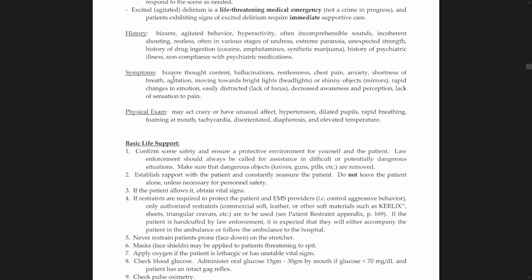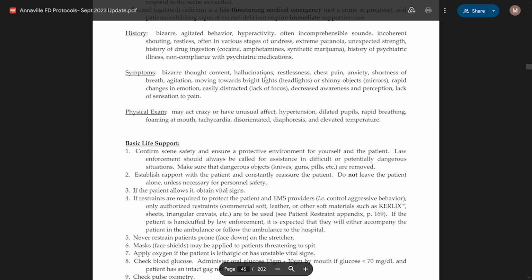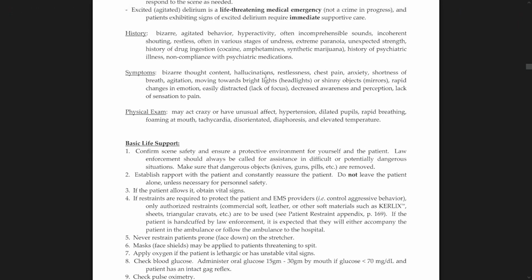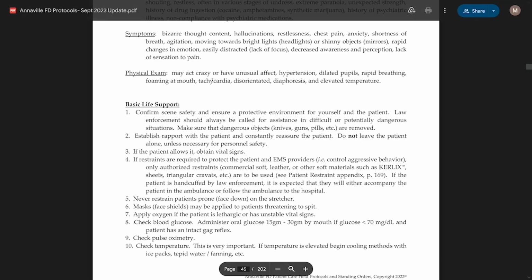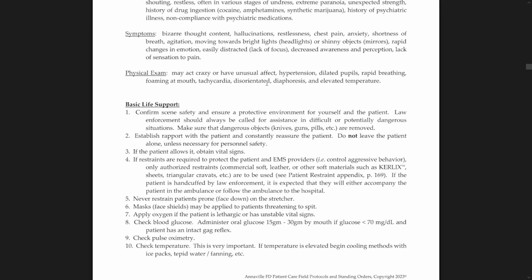The symptoms include bizarre thought content, hallucinations, restlessness, chest pain, anxiety, shortness of breath, agitation, moving towards bright lights or headlights, or shiny objects such as mirrors. Rapid changes in emotion, easily distracted, they have a lack of focus, decreased awareness and perception, and a lack of sensation to pain. They may act crazy or have unusual effects. They can have hypertension, dilated pupils, rapid breathing, foaming at the mouth, tachycardia, disoriented. They could have diaphoresis and an elevated temperature.